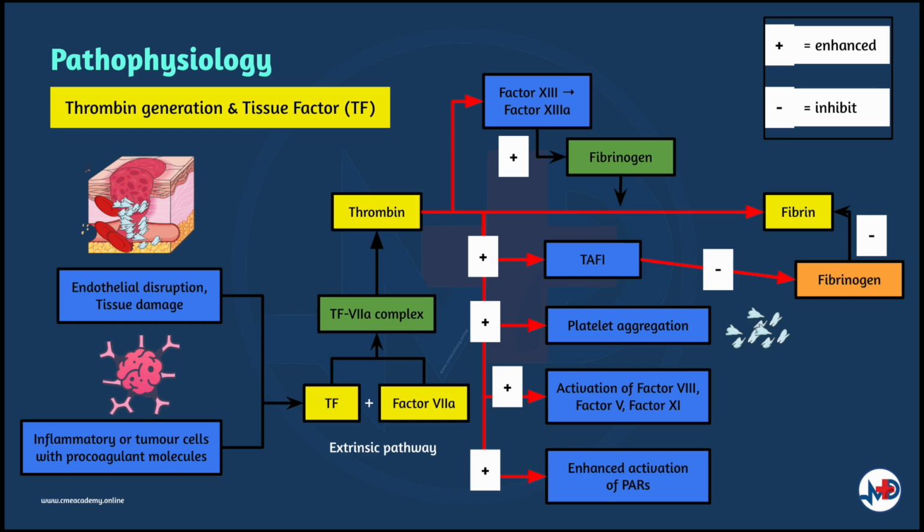Activation of factor 13 to factor 13A augments production of fibrin clots from fibrinogen. And this activates thrombin-activatable fibrinolysis inhibitor, making clots resistant to fibrinolysis, and enhances expression of adhesion molecules, thereby promoting the inflammatory effects of white blood cells.